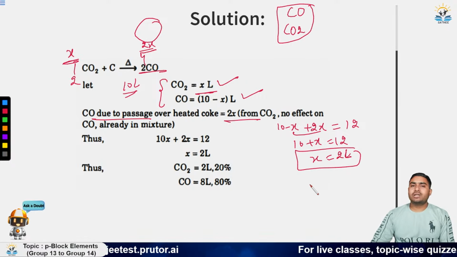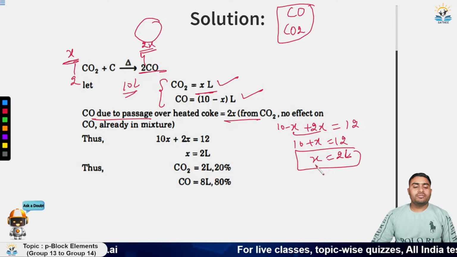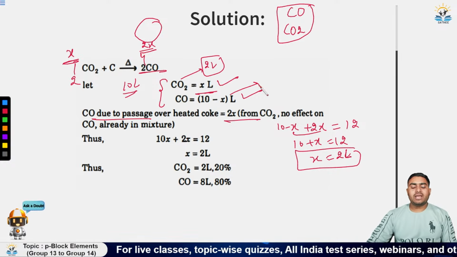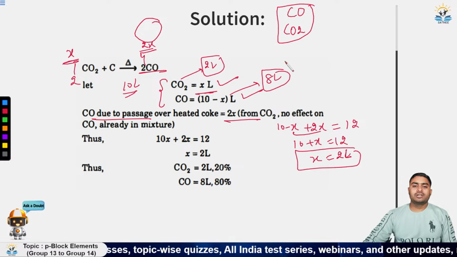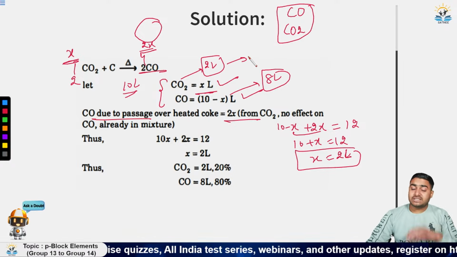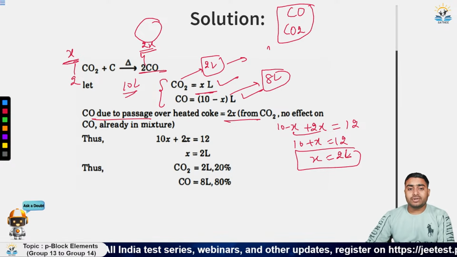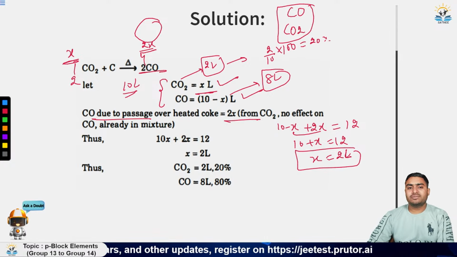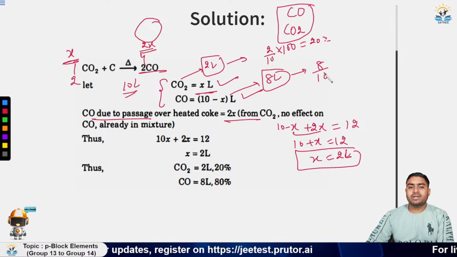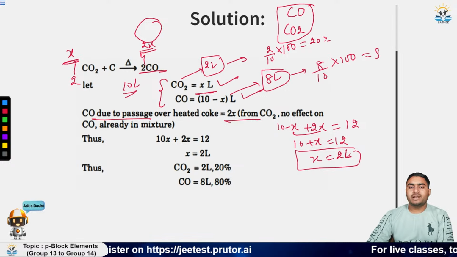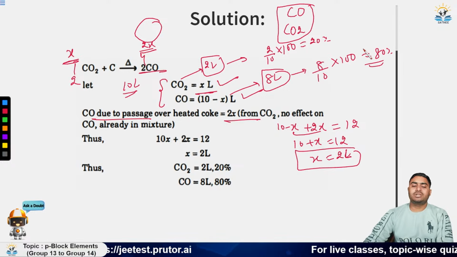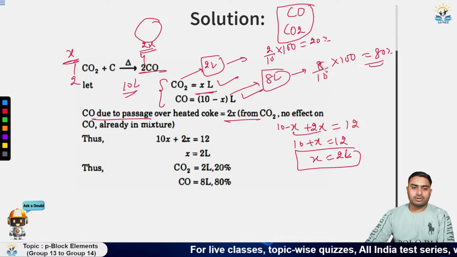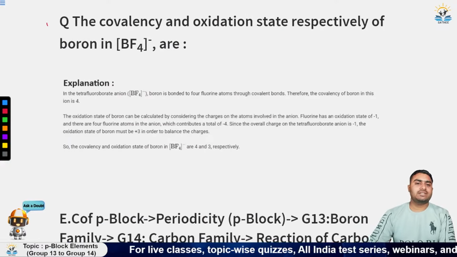That means if you want to calculate the percentage or value, if x is 2 liter, CO2 is initially 2 liter and CO is 8 liter. So initially, 2 out of 10 into 100 comes out to be 20% for CO2, and 8 out of 10 into 100 comes out to be 80% for CO. And if you want, you can also calculate by 100 minus 20. Let's discuss the next question.